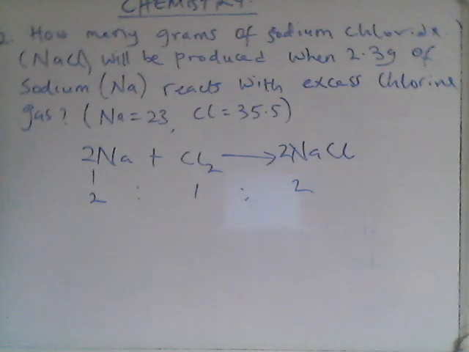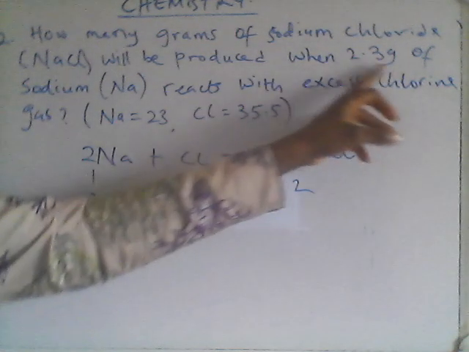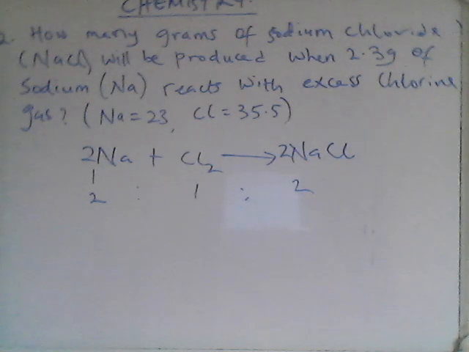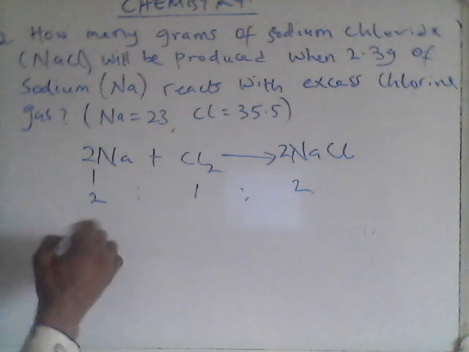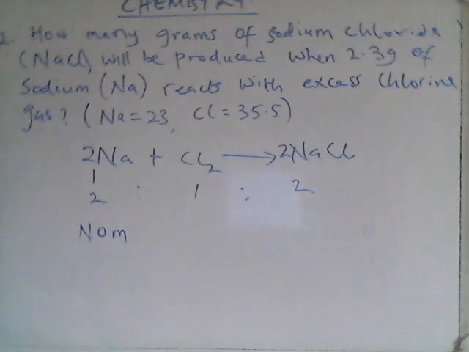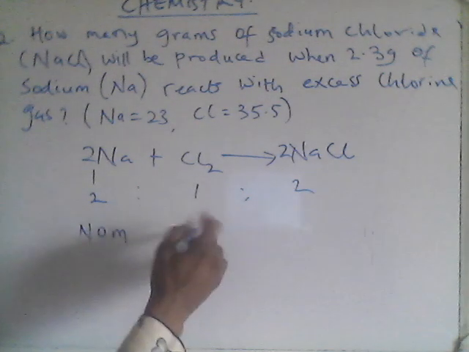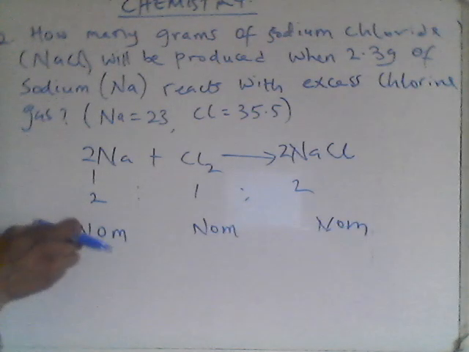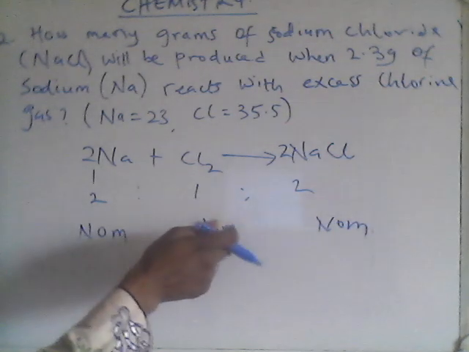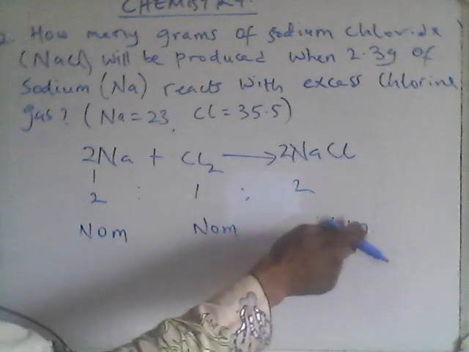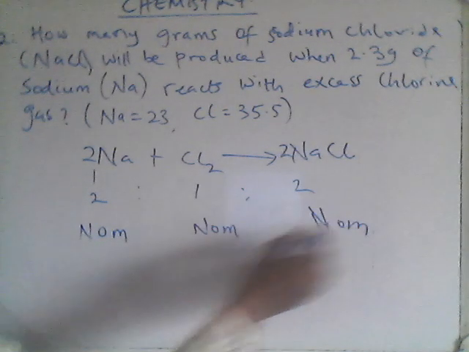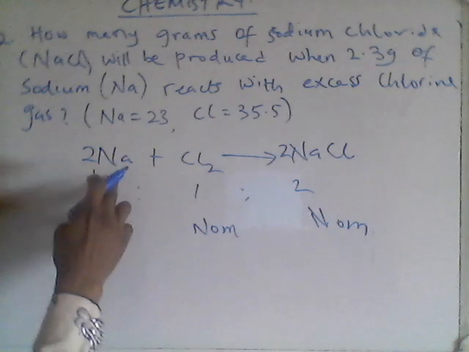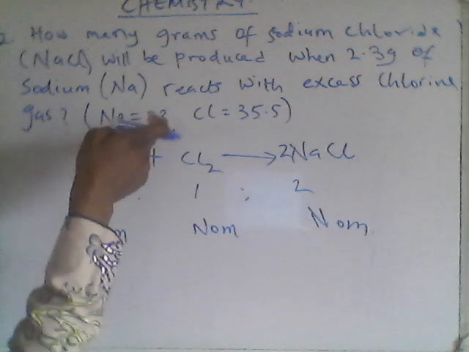But in the question, we're told that 2.3 grams of sodium reacts. So this is the sodium part. Normally, the number of moles for each of the elements in this equation should be equal. And we're told that number of moles is equal to mass in gram over relative molar mass. Now, we are given the mass in gram of sodium as 2.3, and the molar mass of sodium is 23.